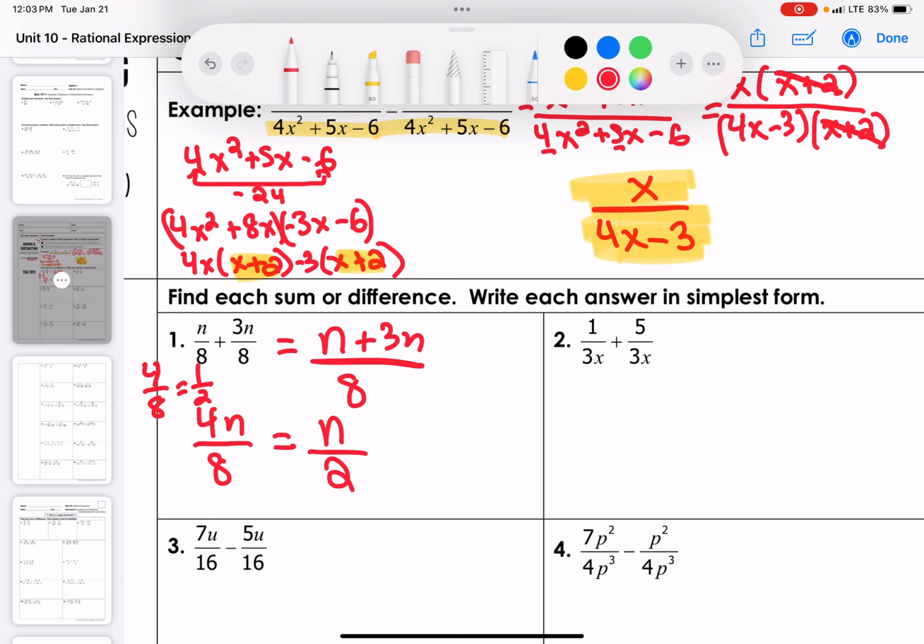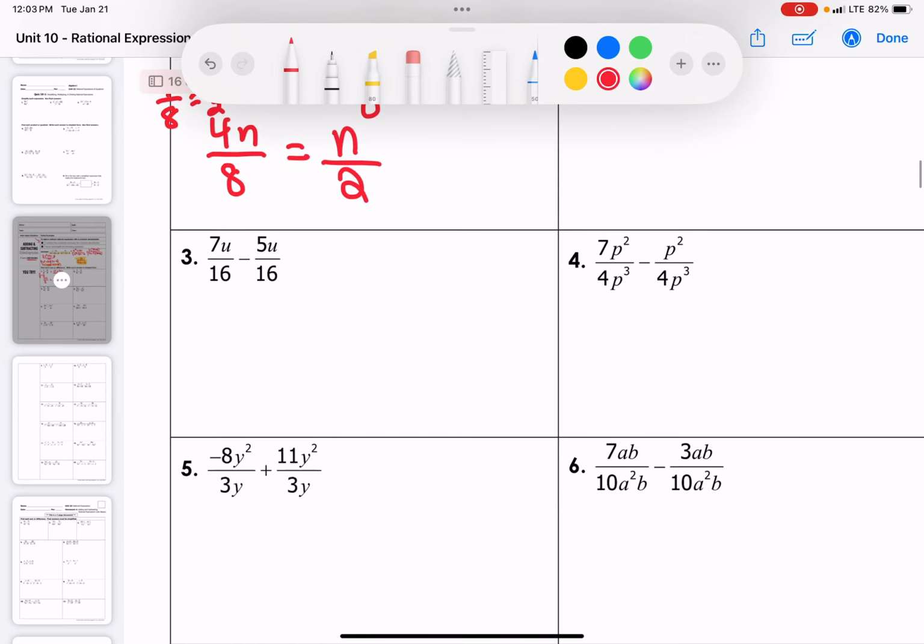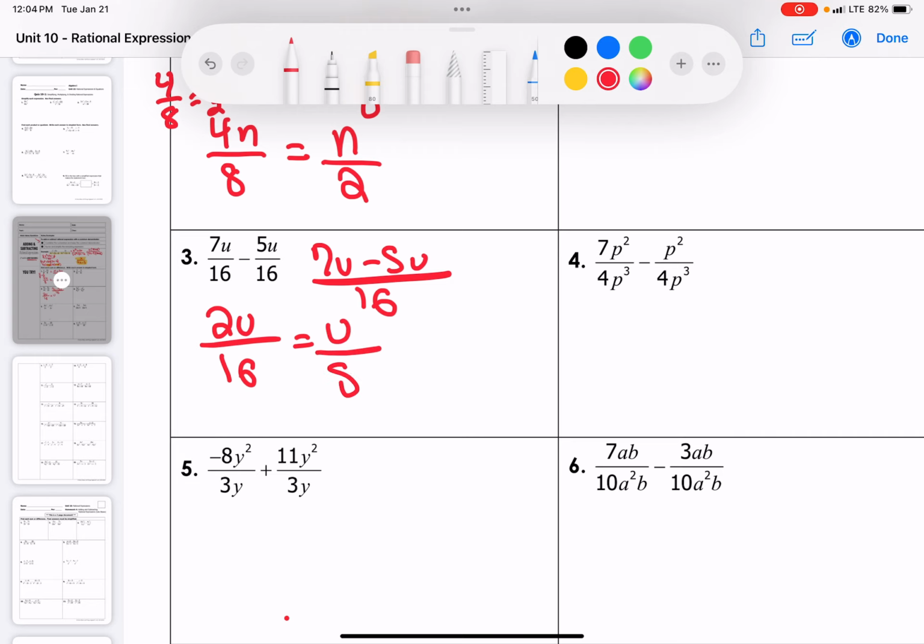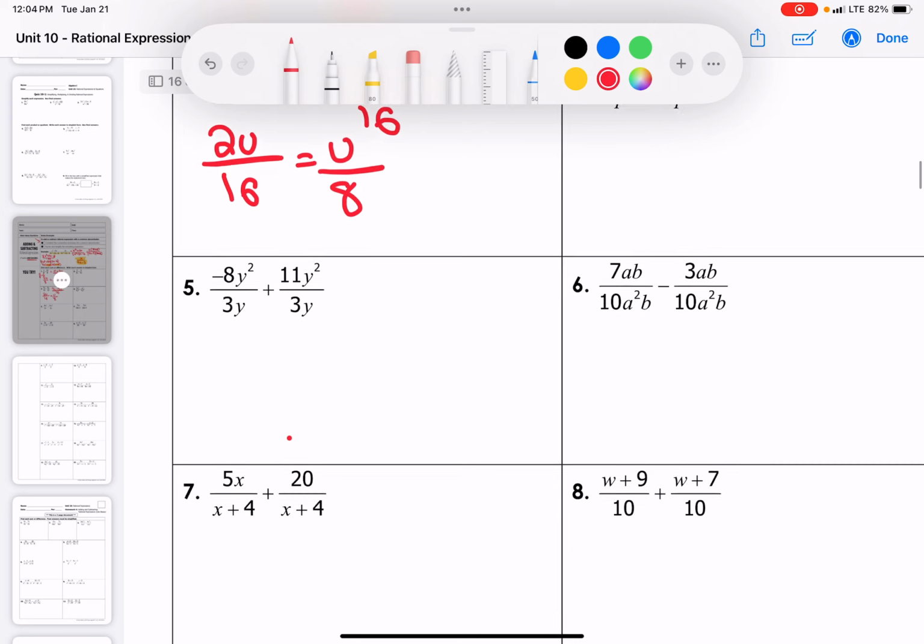Let's look at the next one. So just rewrite it if you have to. I got 7u minus 5u over 16. 7u minus 5u, that's going to give me a 2u over 16. 2 over 16 simplified is going to give me 1 over 8, or just u over 8. That's it for that one.